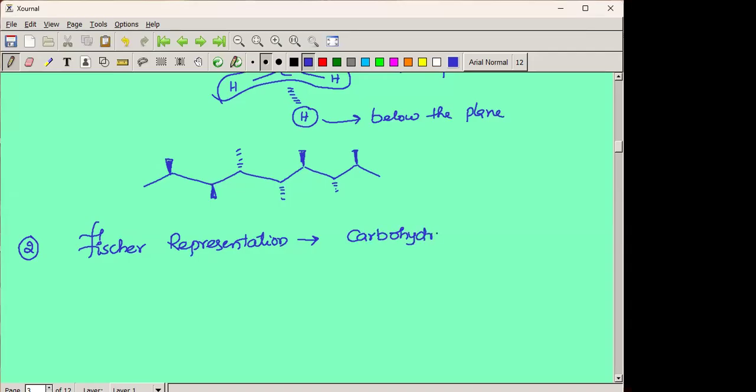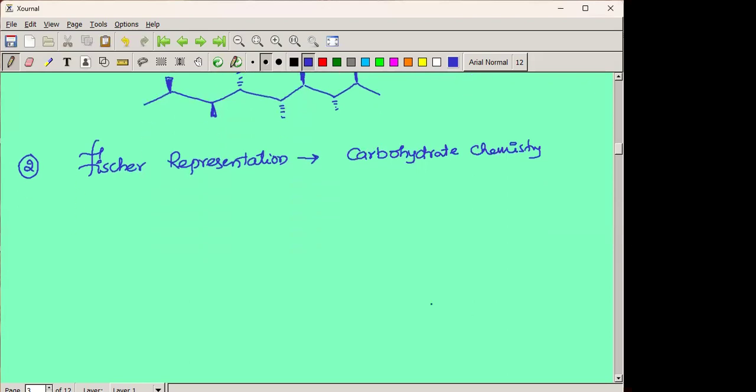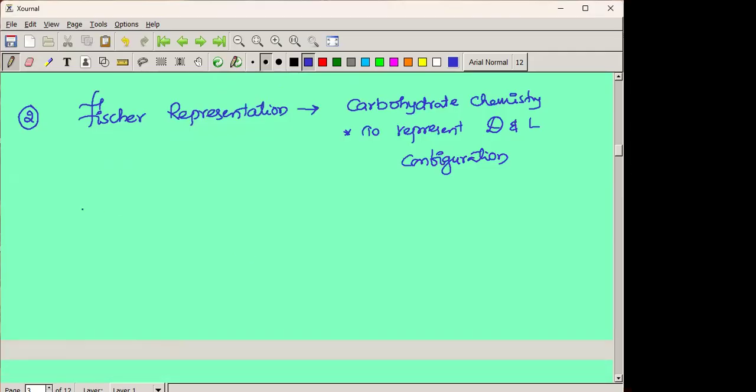In carbohydrate chemistry, we use this Fischer representation for the D and L configuration, to represent D and L configuration. For that, we use this method. In Fischer representation, we use vertical lines and horizontal lines.